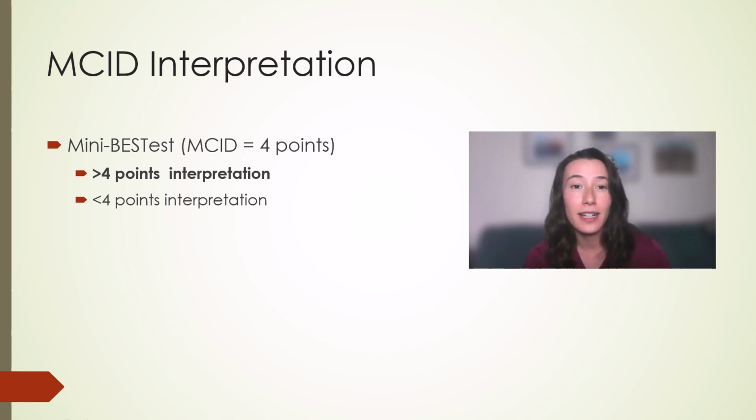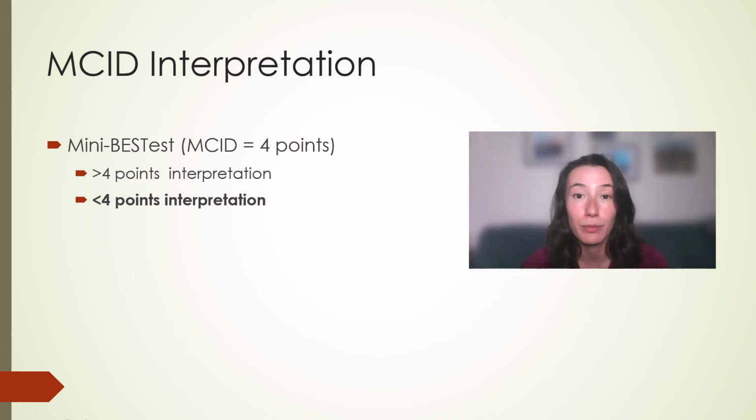The idea of the MCID is that if a person does the mini-best and they improve by 4 points or more from the first time that they took it to the second time they took it, this suggests that your patient is going to have a clinically relevant and meaningful difference in the mini-best and what the mini-best is trying to address. Well, the mini-best's purpose is to address balance deficits. So if a person has an improvement of 4 points or more, we as physical therapists are to interpret this as a clinically relevant improvement in their balance.